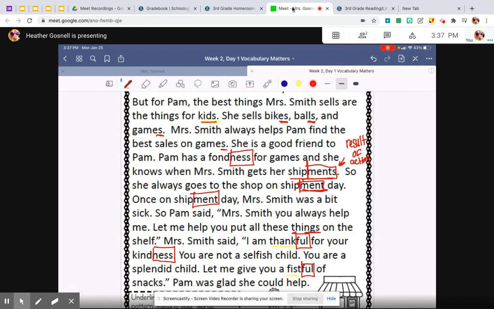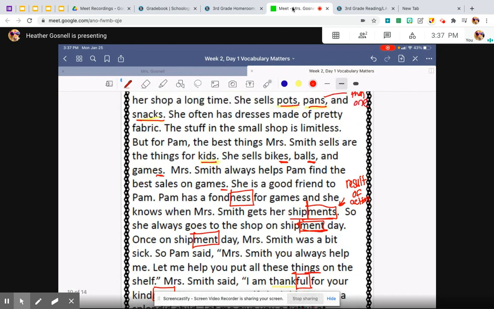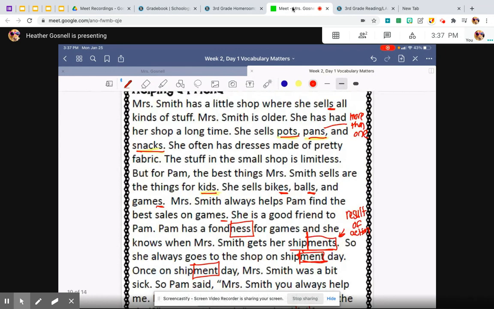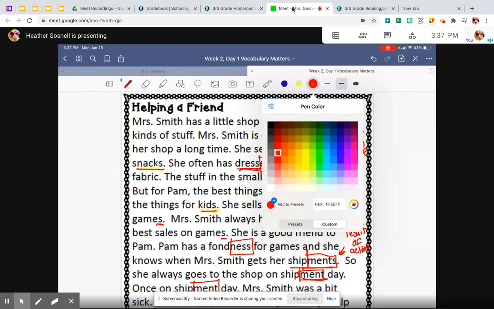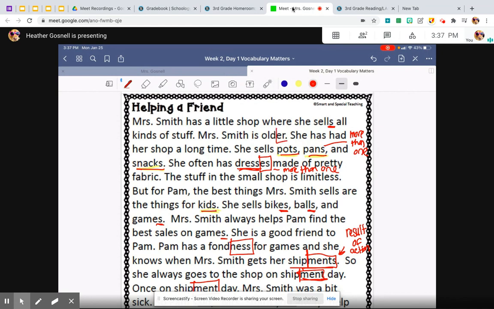There's meant again, meaning result of an action. Let's see. Are there any more that we talked about today? Oh, there it is. S. That was in our slideshow, meaning more than one. The root word there is dress. This was one of the first ones that we found. In older, the base word is old.